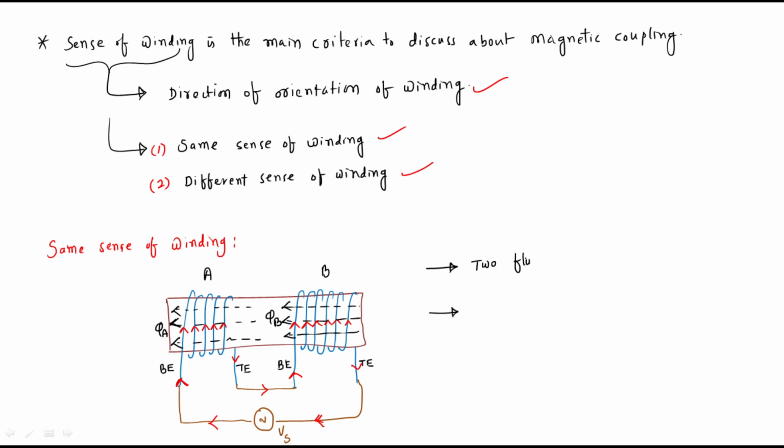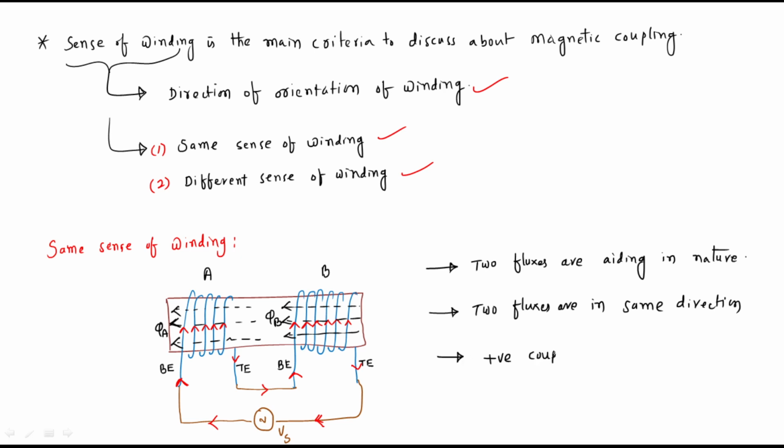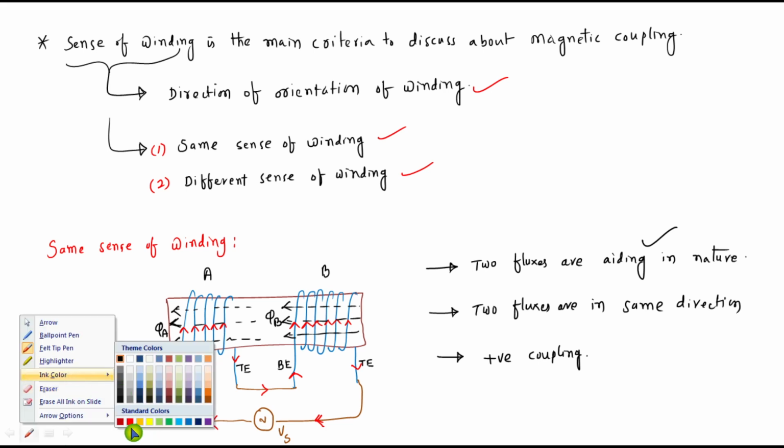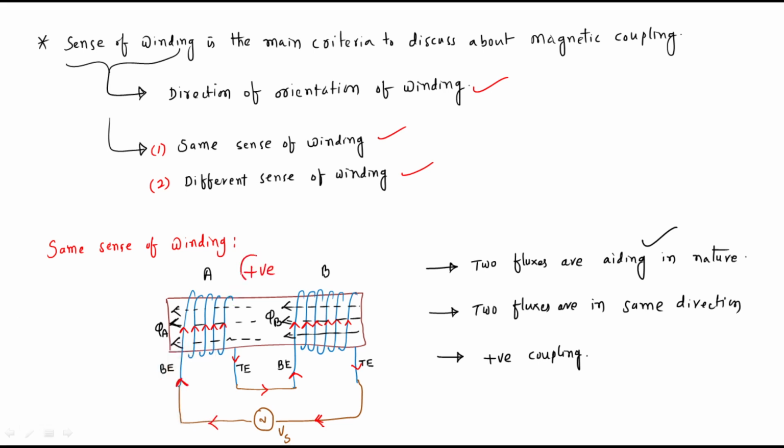Two fluxes are aiding in nature, that is, two fluxes are in same direction. You can say that this is positive coupling because the flux is aiding. The flux is aiding in nature. That's why this coupling is called as positive coupling. Positive coupling. This is with respect to sense of winding.